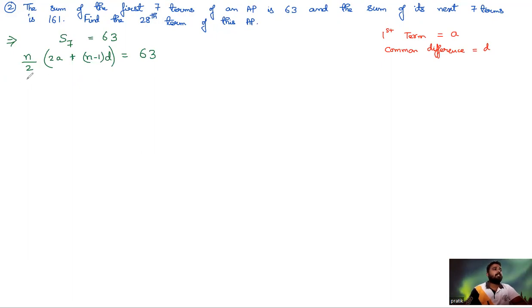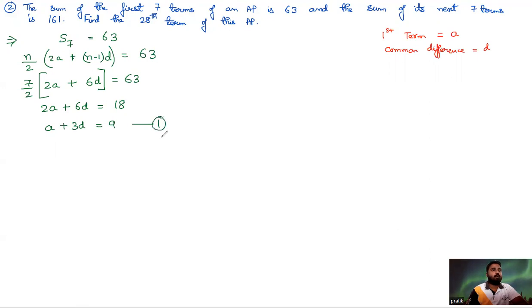This is the first thing that we are trying to do. Where n is 7, because it's the 7 terms. We are not aware of a, so we'll write it as a itself. This is 7 minus 1, which is 6b, turning out to be 63. Now when you cross multiply, 7 nines are 63, 9 twos are 18. 2a plus 6d is equal to 18. 2 is common, so a plus 3d is equal to 9. Okay, that's your first equation.